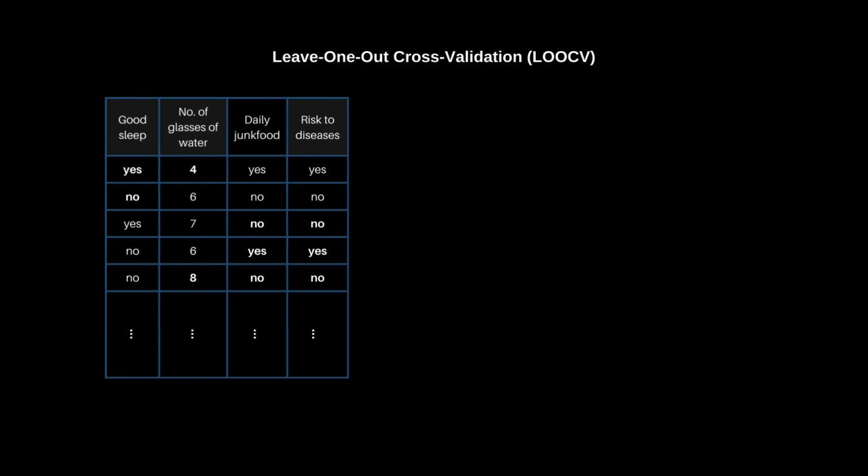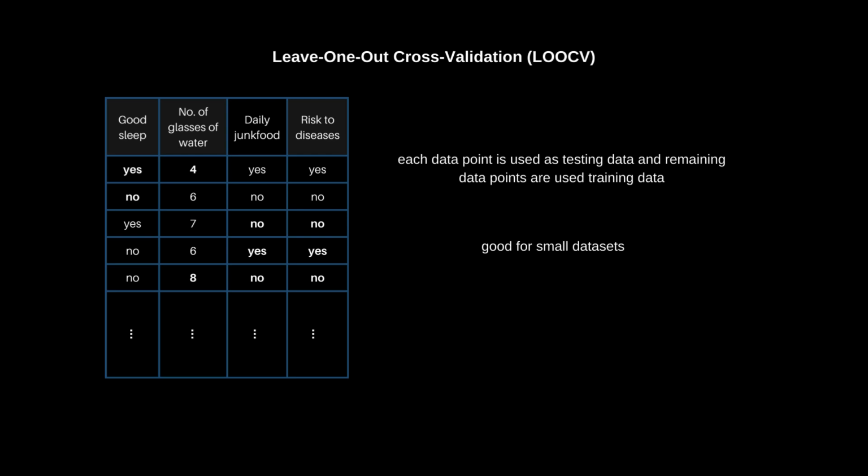Now, let's see leave one out cross validation. Here, each data point gets a moment to shine as the testing set, while the rest train the model. It is perfect for tiny datasets, but watch out. It can be quite a task since it involves many repetitions. For our 20-row dataset, we train 20 times, each time with 19 rows for training and 1 row for testing.